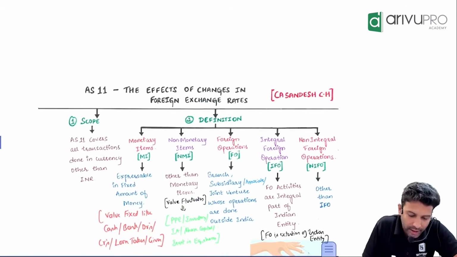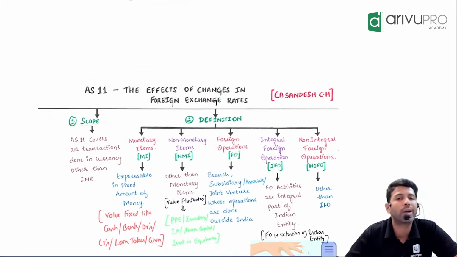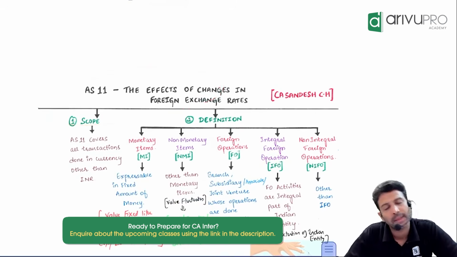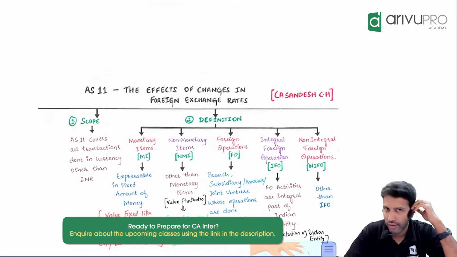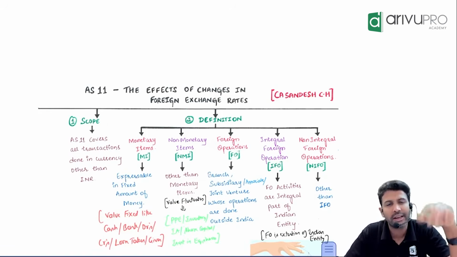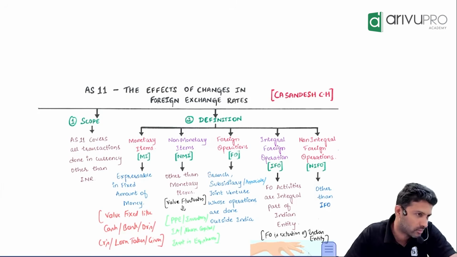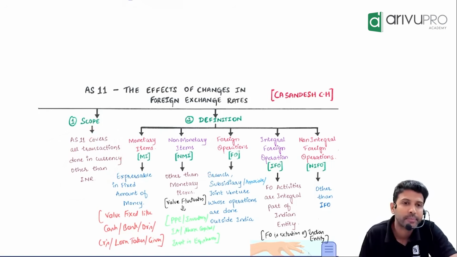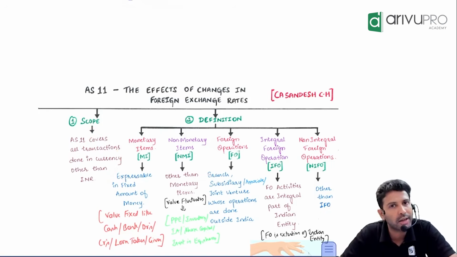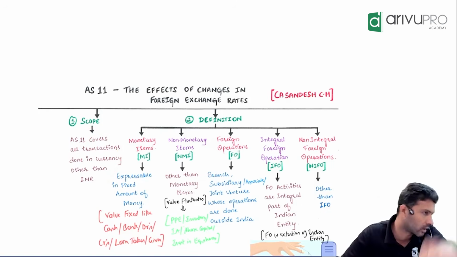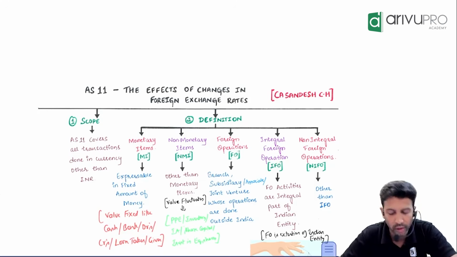So continuing our marathon discussion, we're going ahead with Accounting Standard 11 that talks about effects of changes in foreign exchange rate. The scope of this standard is very straightforward. If you have done any transaction other than in Indian rupees, any transaction not done in INR but in any other currency, how it should be accounted is the scope of Accounting Standard 11.